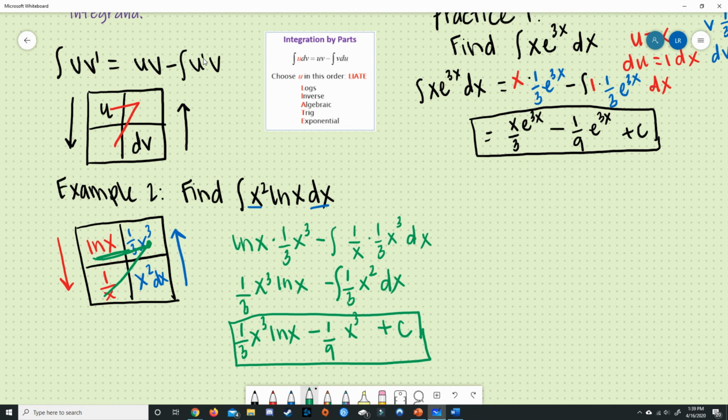So this little mnemonic up here is pretty cool. LIATE: logs, inverse, algebraic, trig, exponential. If you choose your u's in this order, normally it will make your life a little bit easier.